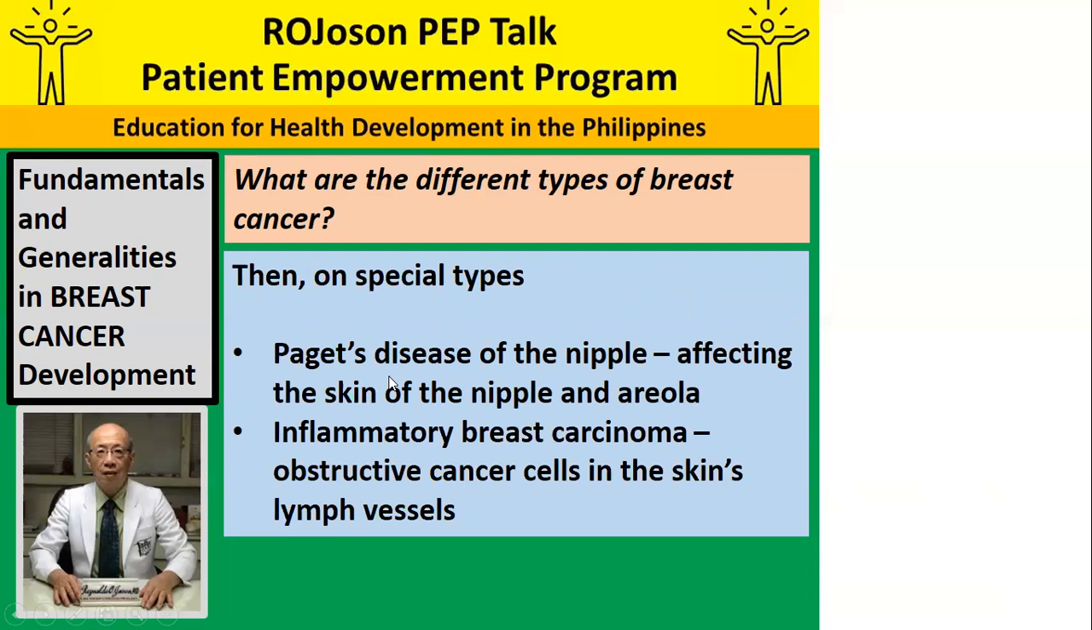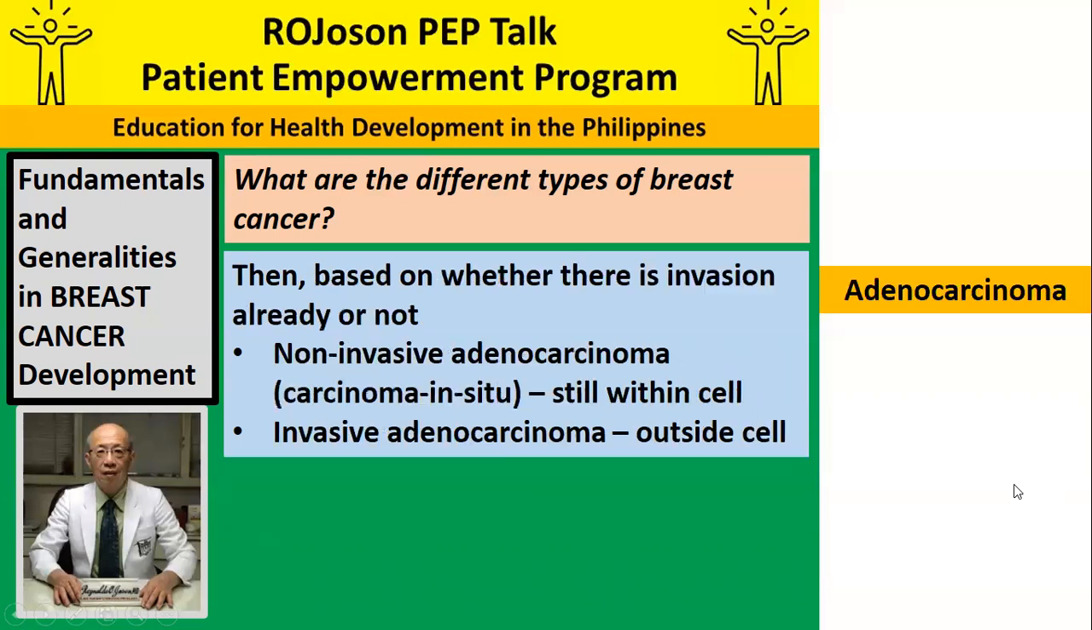Special types of breast cancer: Paget's disease of the nipple, which usually affects the skin of the nipple and the areola, and inflammatory breast carcinoma, which is usually caused by obstructive cancer cells in the skin's lymph vessels. Another way of classifying breast cancer is based on whether there is already invasion or not. If there is still no invasion, still within the cell, it is called non-invasive adenocarcinoma or carcinoma in situ. If there is invasion already, it's outside the cell, then it's called invasive adenocarcinoma.